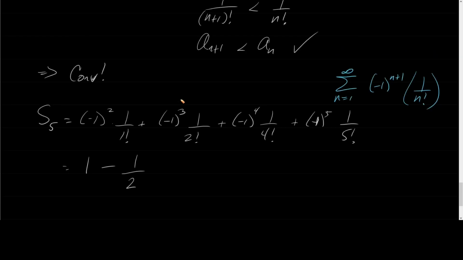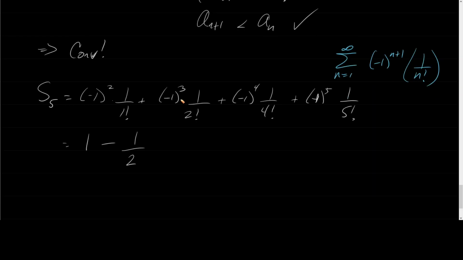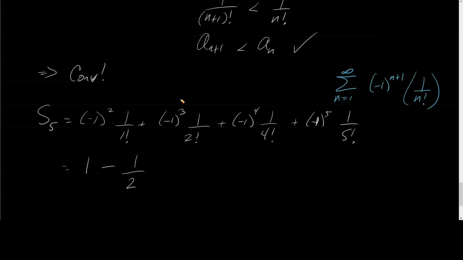The next one. Oh, I think I missed a term here, didn't I? So we're plugging in 3 here, so that should be 3 factorial. We're plugging in 4 here, so that should be 4 factorial. And the next one should be negative 1 to the 6 times 1 over 5 factorial. There, fixed. Good. All right, negative 1 to the 4th, that's a positive value.